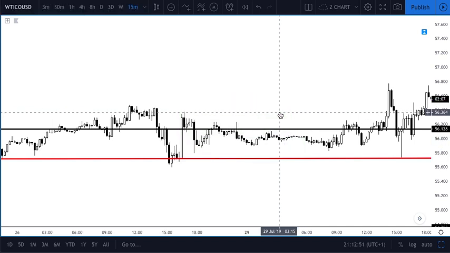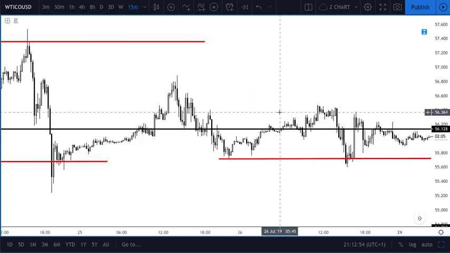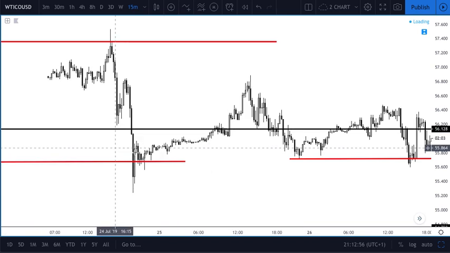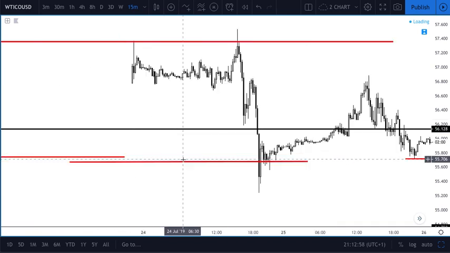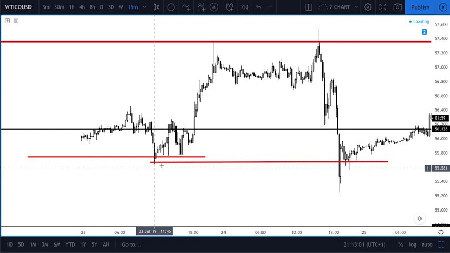Going back here, there weren't that many. I don't think any did actually retest, although there was one here. A perfect example here again. So you've got this low.